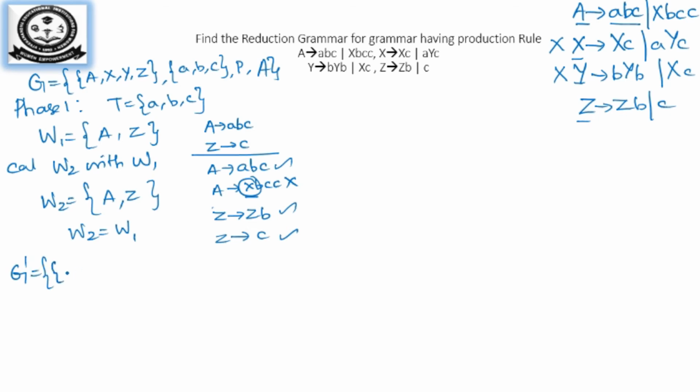So the non-terminal symbols are going to be A, Z, and my terminal symbols are a, b, c. Then my production rules and my start symbol is A. So what will be my production rules? You can see the strings we have considered: A tends to abc. Another one is Z implies ZB and Z implies C.